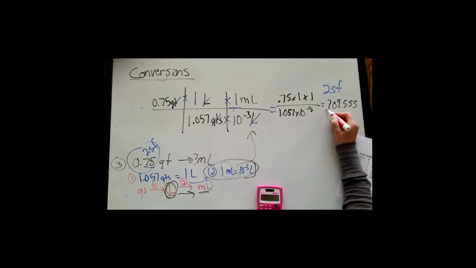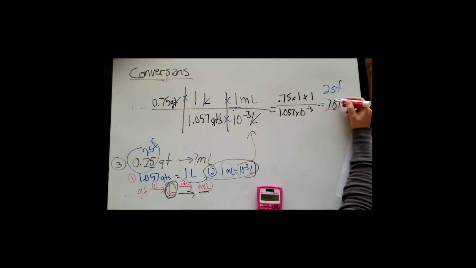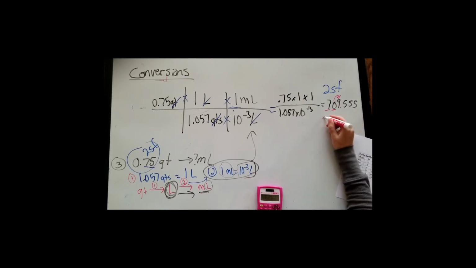So 7 is going to be the first significant figure, and then this 0 is going to be the second. So that's where I stop. Remember, you always want to look at the number next to it. So is that going to stay a 0, or are we going to round up? Well, there's a 9 next to it, so we're going to round up. So 7, 1. Is that correct?